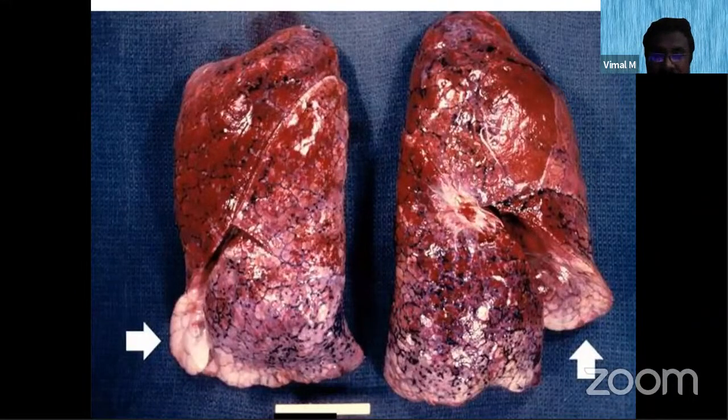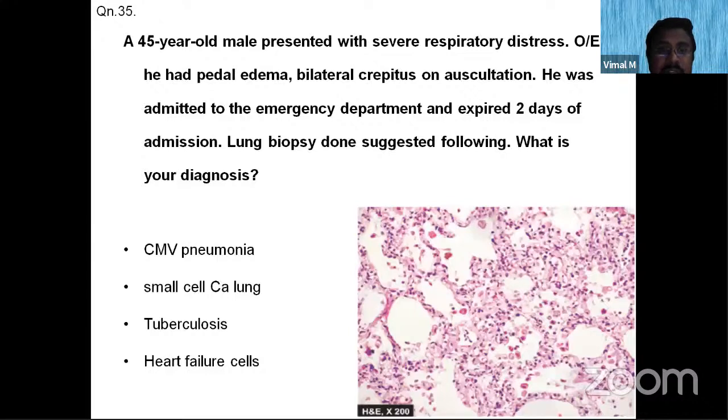So what happens to the lung here? And what is the patient presenting with? The patient presented with severe respiratory distress and pedal edema. The patient is in signs of failure. Yes, bilateral crepitus on auscultation, pulmonary edema. Both pedal edema and bilateral crepitus on auscultation indicate pulmonary edema, and it is an acute event. The patient has severe respiratory distress and also expired.